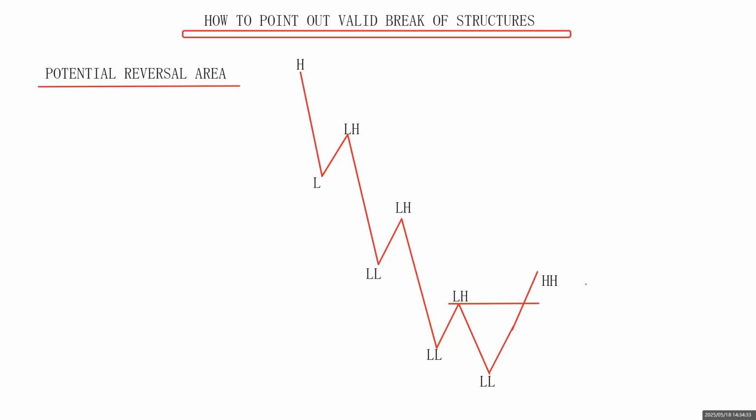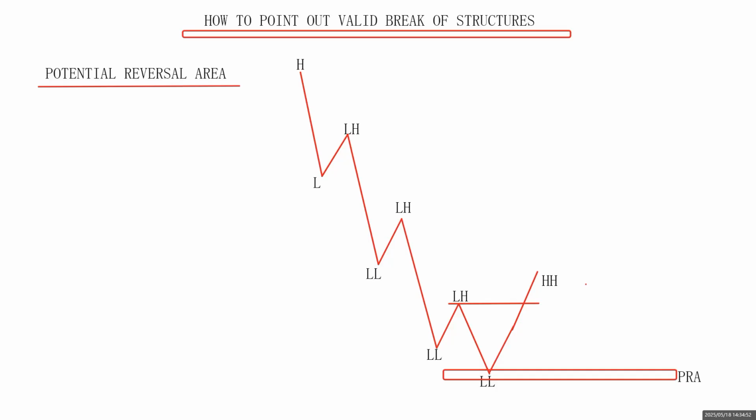And this is what validates a break of structure. However, just like I talked about, a PRA must be found. A PRA, which we said is a potential reversal area, must be found, and it must be a PRA that triggered the break of structure.